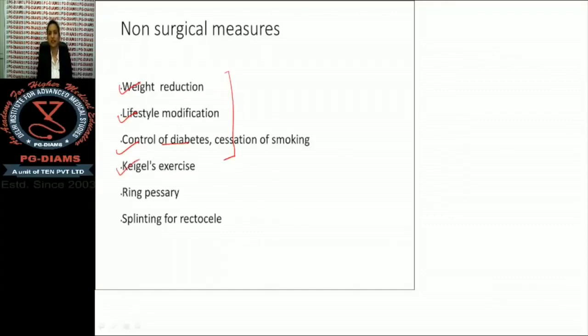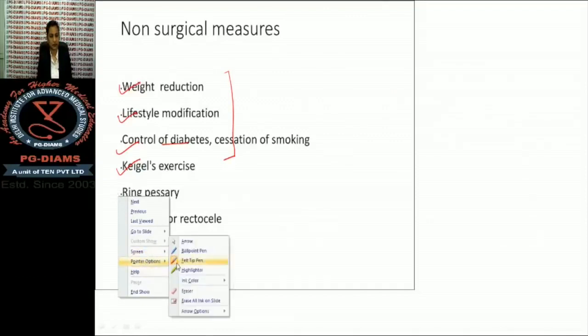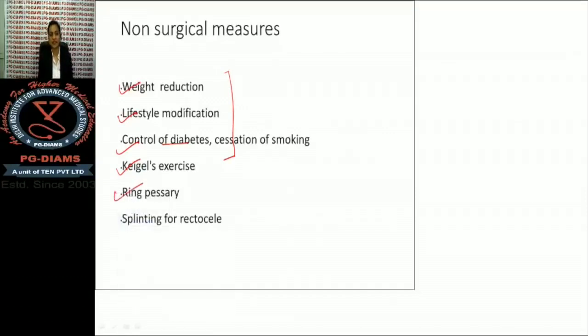Then there's an exercise called Kegel's exercise, which is done by tightening the pelvic floor muscles. It strengthens the pelvic floor muscles and might delay progression of prolapse. Then there's ring pessaries. Ring pessaries generally are used in old women who cannot be operated on and they have a large symptomatic prolapse. So a ring pessary is a ring-like structure which is placed in the upper part of the vagina to hold the pelvic organs above the ring pessary.